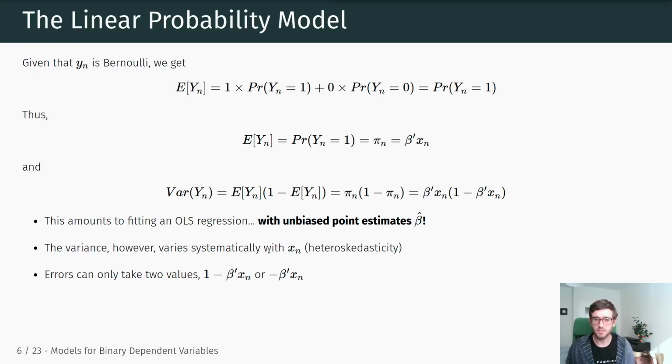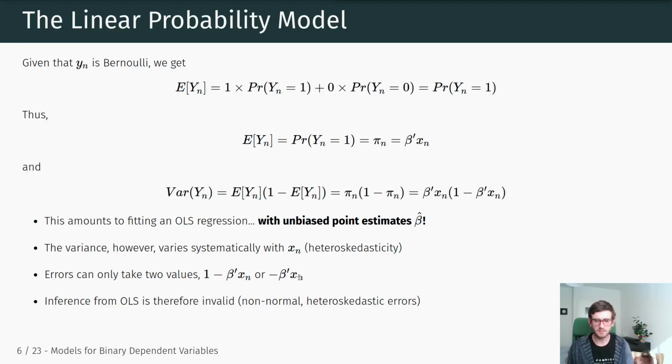This is kind of just the explanation of why we always have heteroscedasticity. Because our outcome is always just 0 or 1, that means our errors can only take two different values: 1 minus beta prime xn for observations that are actually equal to 1, and minus beta prime xn for observations that are equal to 0. As we can see, the errors are always a function of xn. And so therefore we have heteroscedasticity, non-constant error variance that is correlated with the x's.